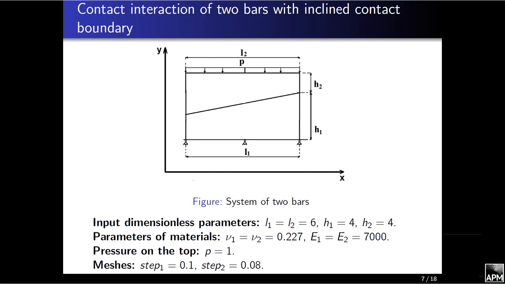Consider a few tests. We have a system of two bars with an inclined contact boundary. The first bar lies on the smooth table, the second bar lies on the first one, and the second bar is also loaded with pressure P. The parameters of this problem are shown on the slide. We have geometrical parameters and parameters of the materials. Here, nu is the Poisson ratio, and E is Young's modulus. We have pressure and meshes. As you can see, we have mismatched meshes on the contact boundary.